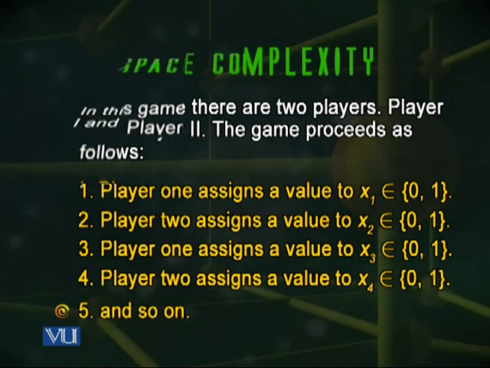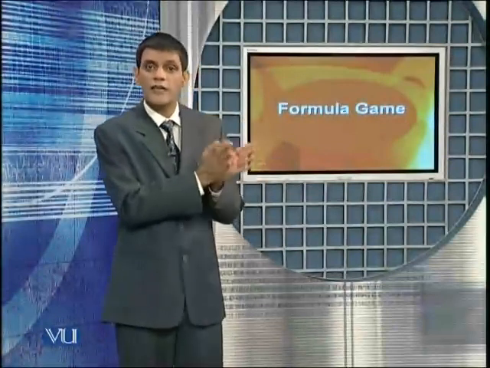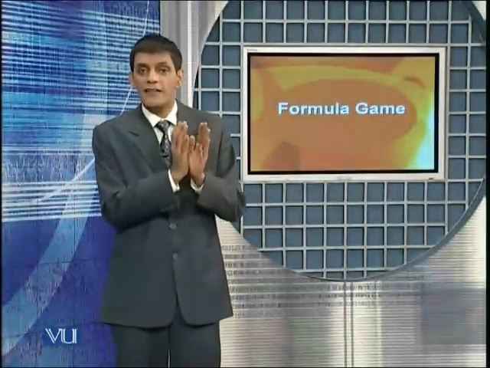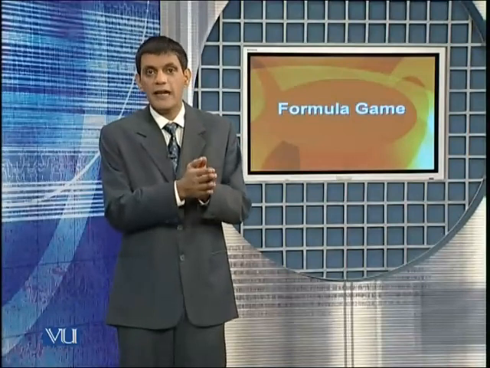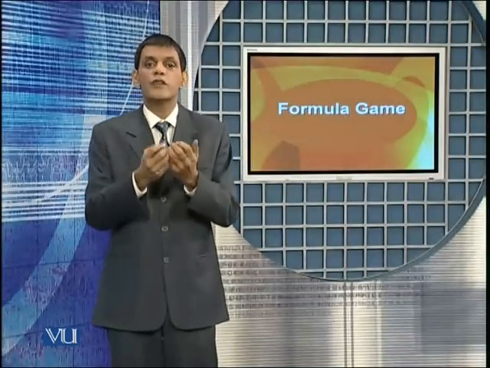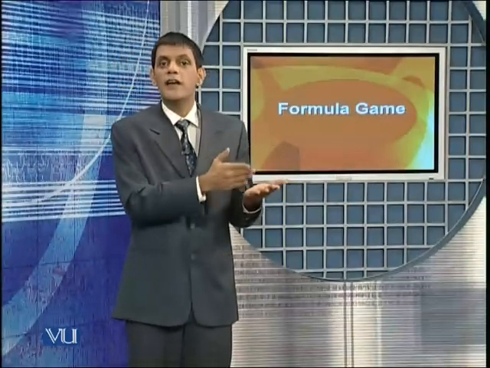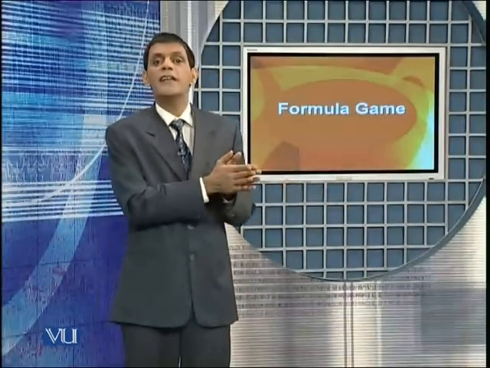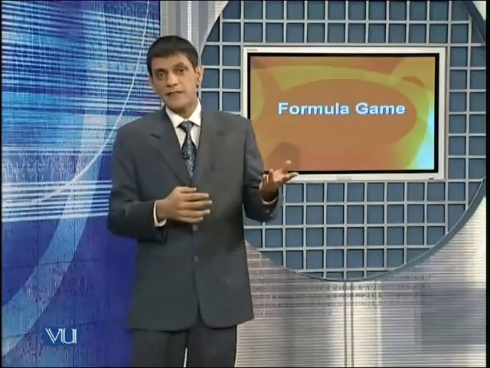So if the quantifiers alternate, then the first player assigns the first variable, and after that, once he has made his assignment, then the second player assigns a value to x2. And after that, once that assignment has been made to the second variable, the first player goes back and assigns a value to the third variable, and the game continues like that. Player 1 assigns the odd indexed variables, and player 2 assigns the even indexed variables. But it is not true that player 1 assigns all odd variables in one go. He just assigns the first variable and waits for the other player to make his move. The other player assigns x2 and then he assigns x3.